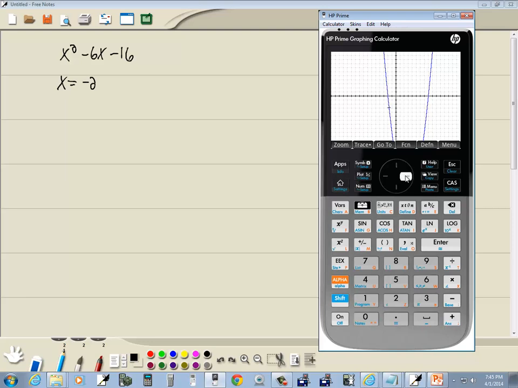I'm going to use my right arrow key to move my cursor close to the one I'm trying to find. It doesn't have to be right on top of it. You can hold down the right arrow to go over there relatively quickly. Okay, here's my cursor, I'm close to this one now. So I do my function, choose 1 for root, and it tells me 8.